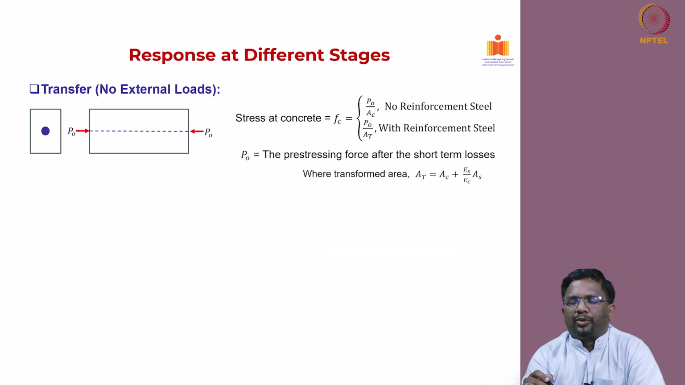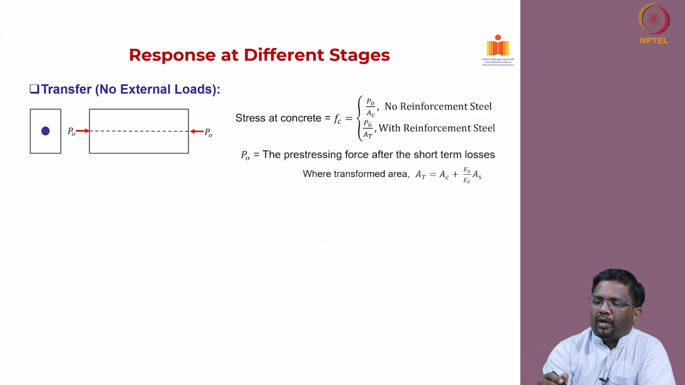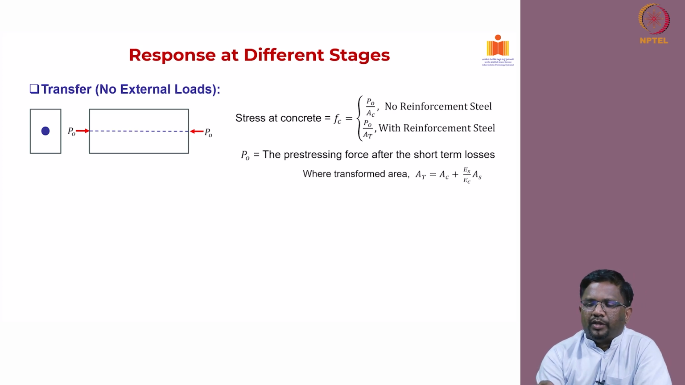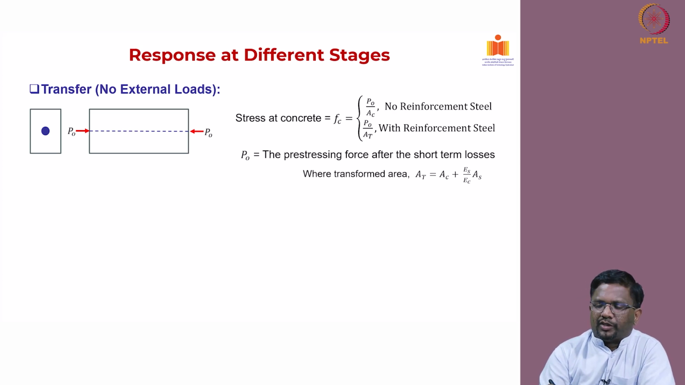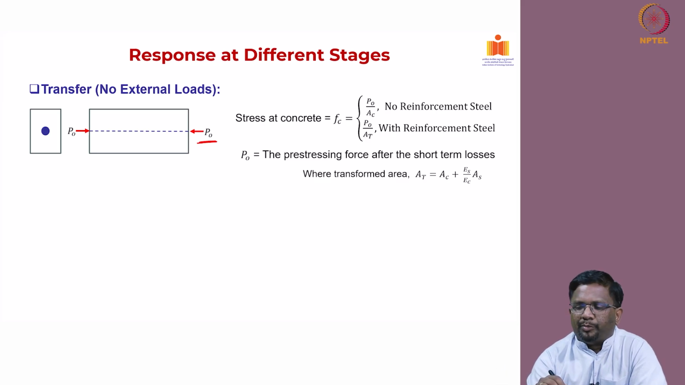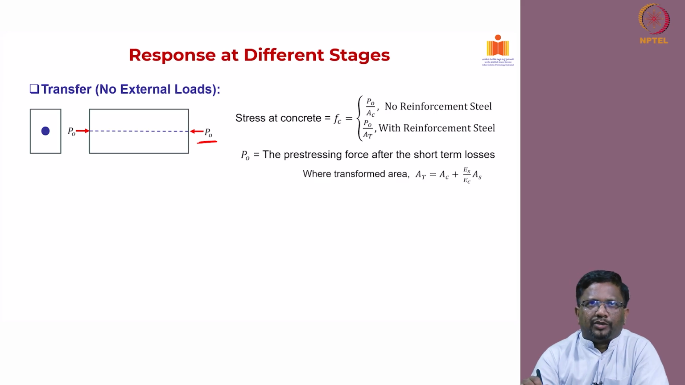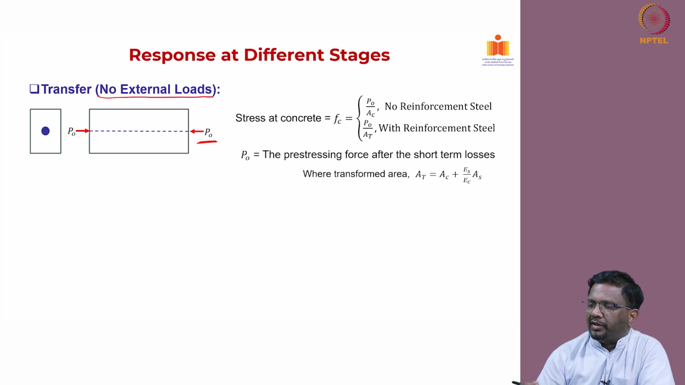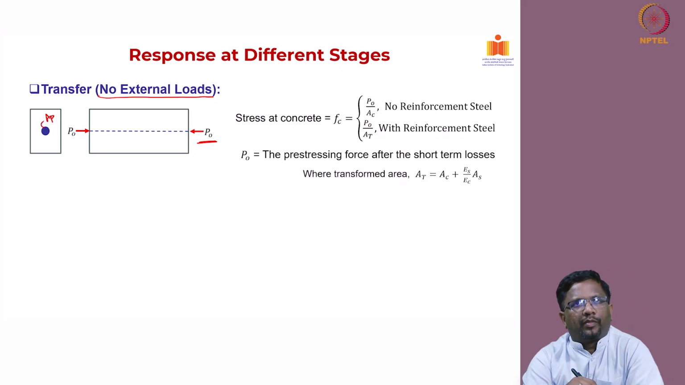Right. Now, let us look at the response at different stages. Let us say that I am dealing with a post-tension cross section element like this, and I am applying an initial pre-stressing force of, let us say, P0. We are looking at how the member will behave under axial loads. Now, when I transfer this pre-stress without any external load, so here we have no external loads, then how do I calculate the stresses? Let us say that this is some steel, okay, which is AP, right.